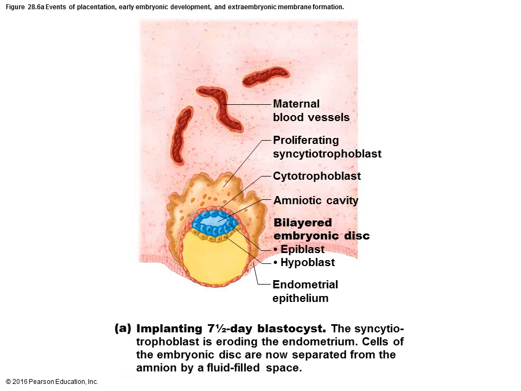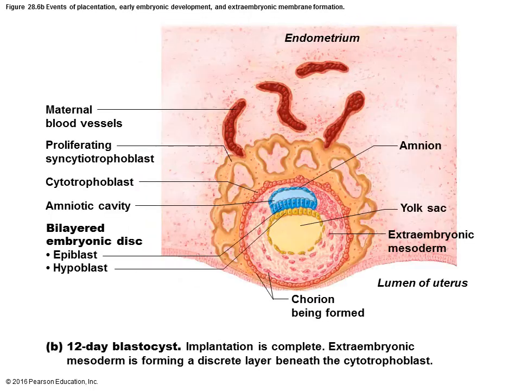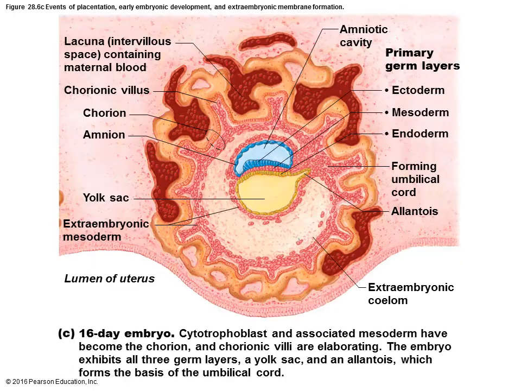So this is showing the implantation of a blastocyst that's about 7 days old. After about 12 days, you can see the blastocyst, that the implantation is now complete. It is completely embedded within the endometrium. And then by 16 days, once again, the embryo is now starting to show the 3 different germ layers. You can see the yolk sac, the allantois, which, as I said, is going to form the umbilical cord.